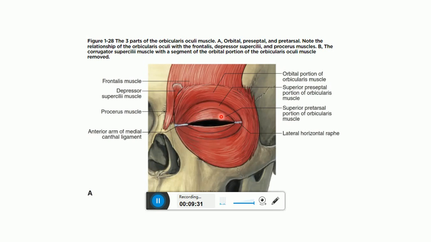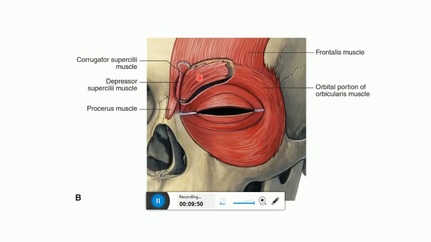Innervation occurs by cranial nerve 7, the facial nerve. The orbital part, this is the orbital part. It inserts in a complex way into the medial canthal tendon and into other portions of the orbital margin and into the corrugator supercilii muscle. This is the corrugator supercilii muscle to which the orbital part attaches. The orbital portion of the orbicularis muscle.